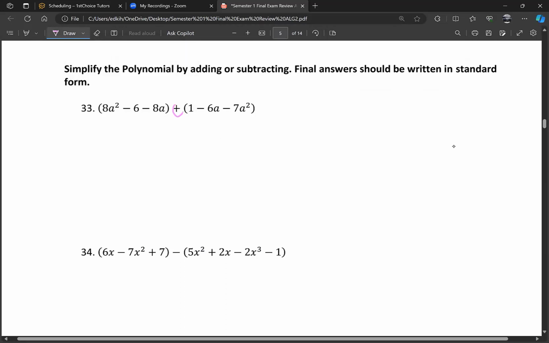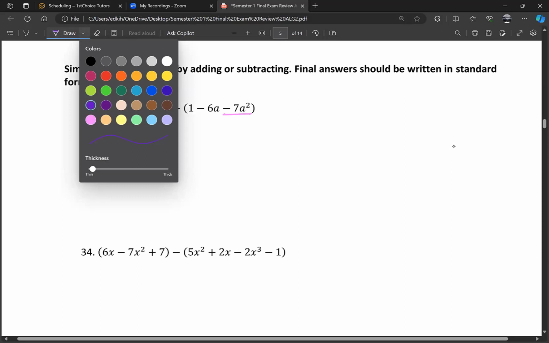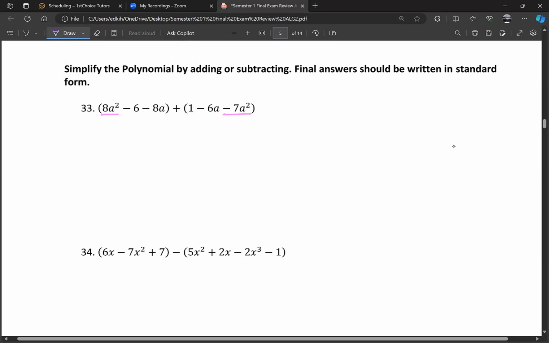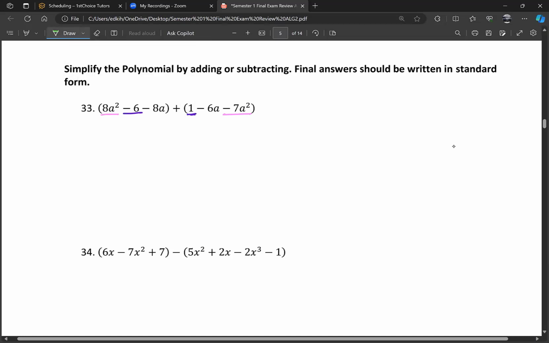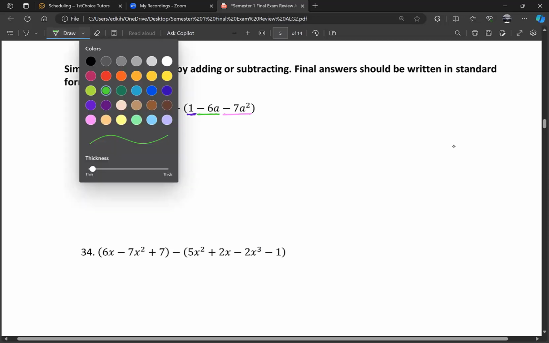We're just adding polynomials. This is a matter of combining like terms. I'm noticing a squared and a squared right there. Just color code these real quick. And then I'm noticing a -6 and a 1 right here. And then I'm noticing a plain old -8a and a -6a like that. So we just combine like terms. And the answers must be written in standard form. That's what the instructions are saying.